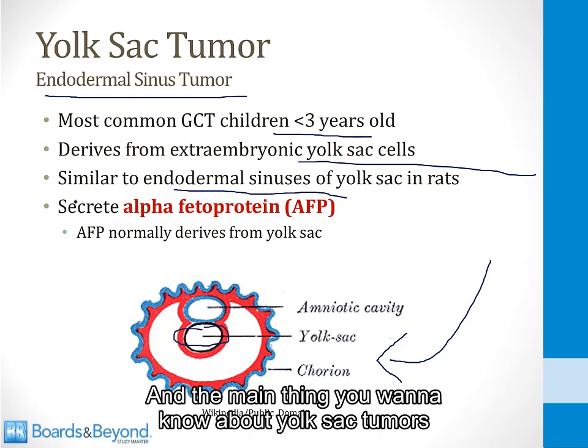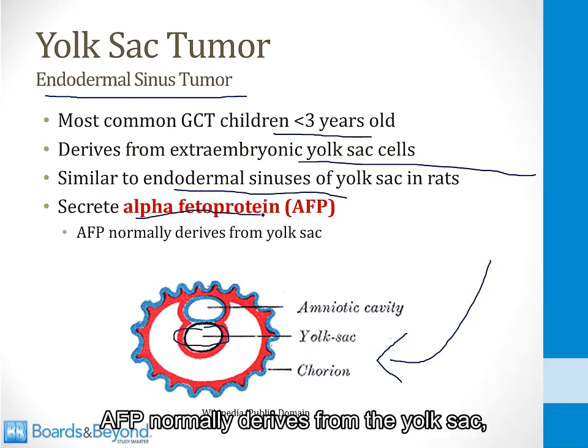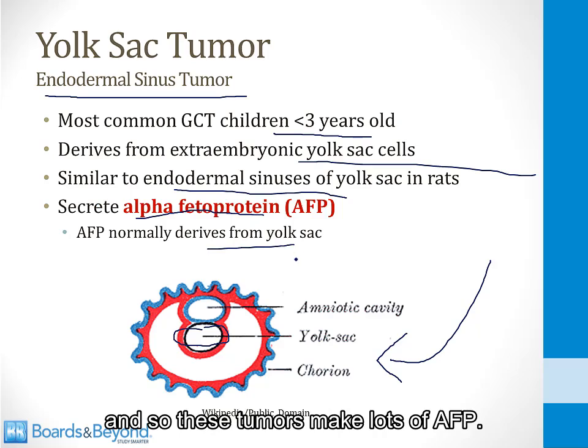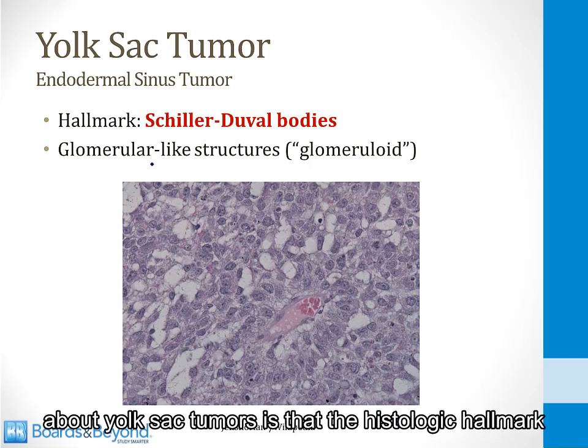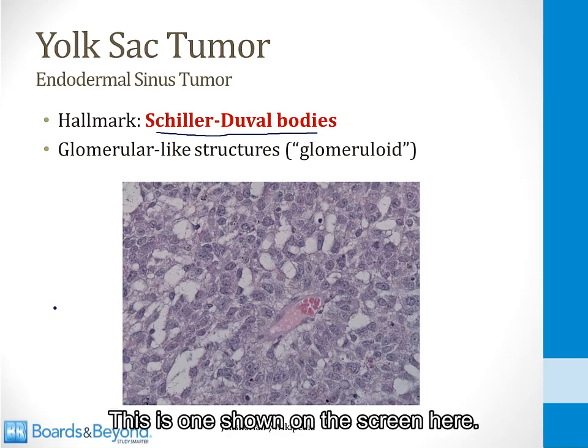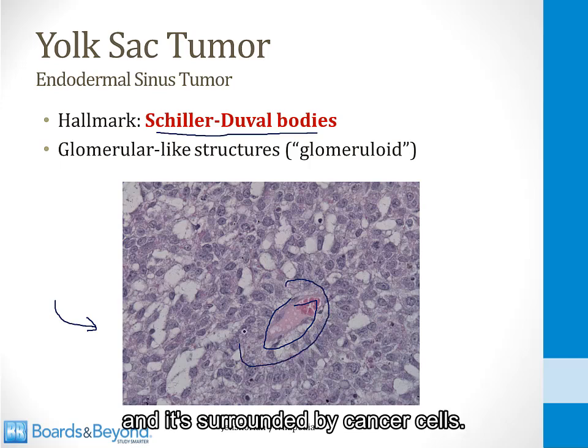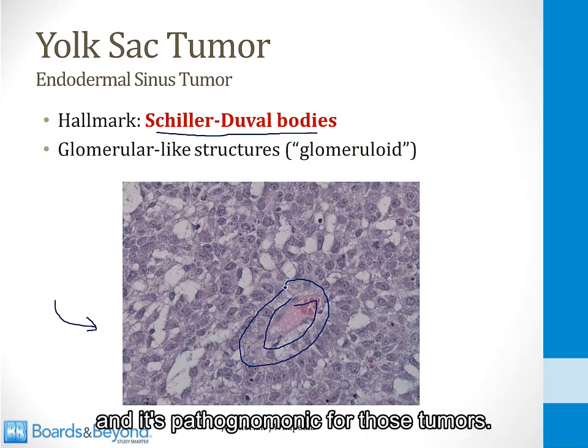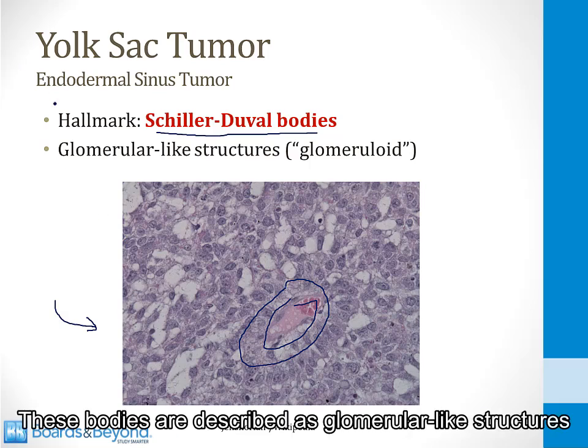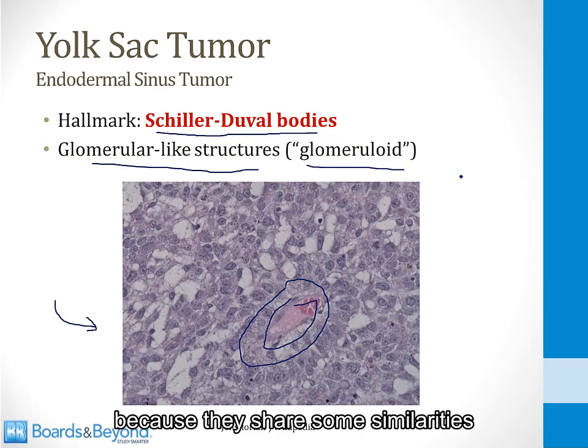And the main thing you want to know about yolk sac tumors is that they secrete alpha-fetoprotein. AFP normally derives from the yolk sac, and so these tumors make lots of AFP. The other thing you always want to remember about yolk sac tumors is that the histologic hallmark is the presence of a Schiller-Duval body. This is one shown on the screen here. There's a capillary in the center here, and it's surrounded by cancer cells. This is called a Schiller-Duval body. It's present in about half of yolk sac tumors, and it's pathognomonic for those tumors. These bodies are described as glomerular-like structures or glomeruloid because they share some similarities with the capillaries in the glomerulus.